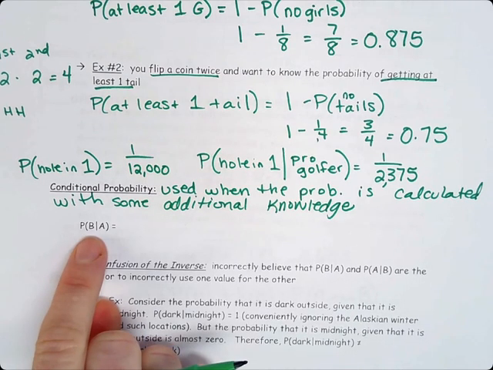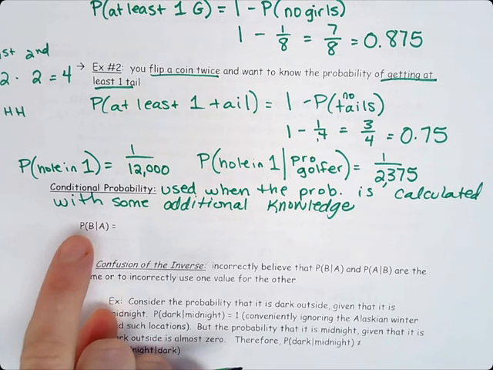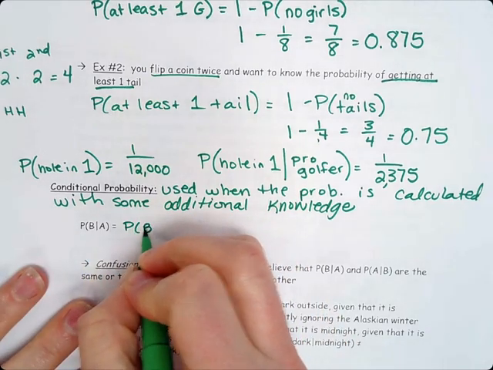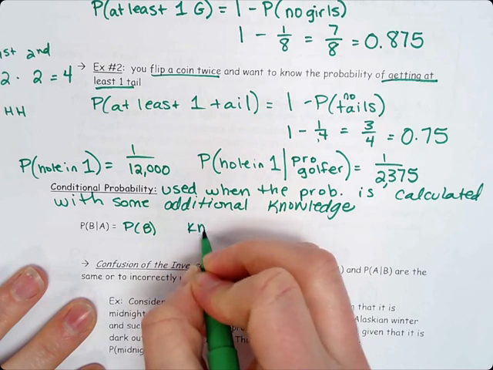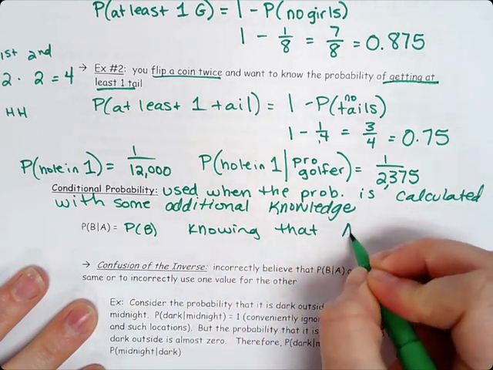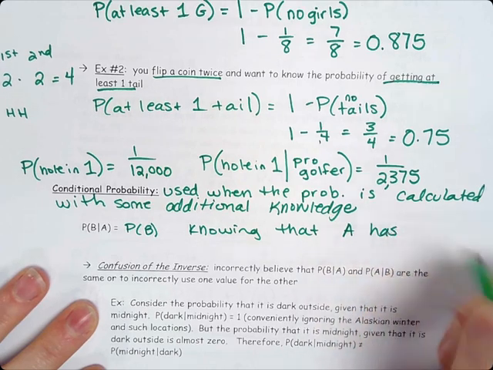So I think we talked about this in 4.2, probability of B given A. So we're finding the probability of B knowing that A has already occurred.